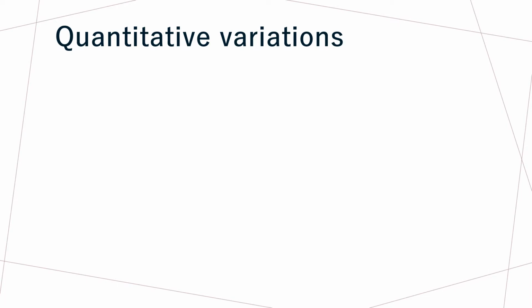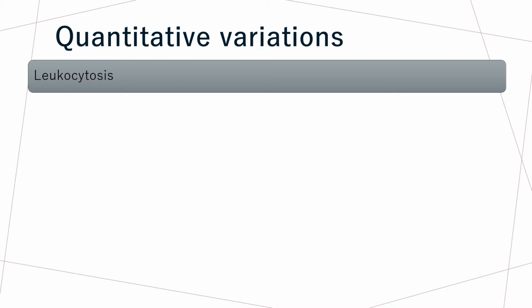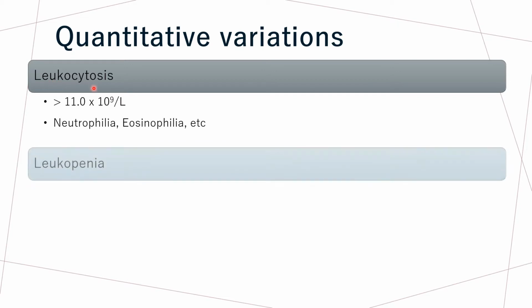These are the different terms important in quantitative variations. Leukocytosis is defined as a leukocyte count in adults of greater than 11 × 10^9 per liter, and this may be caused by the increase of one or more of the following cell types, like an increase in neutrophils or neutrophilia can cause leukocytosis, or an increase in eosinophils or eosinophilia may also cause leukocytosis.